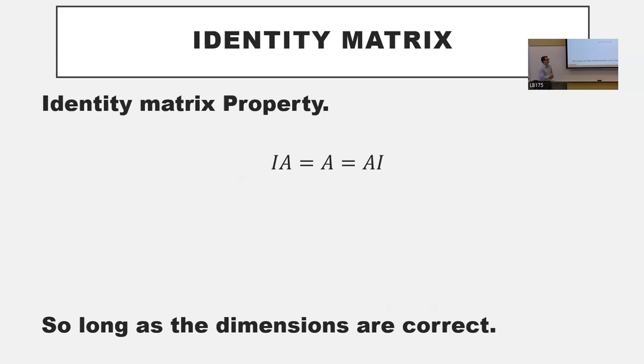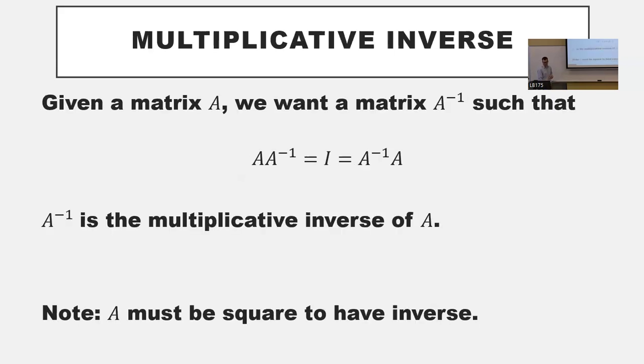Right? Again, so long as I have the right dimensions, that I can actually do the multiplication, we're good to go. Once I know what the identity matrix is, then it makes sense to say, if I have a matrix, what can I multiply that matrix by to give me the identity?